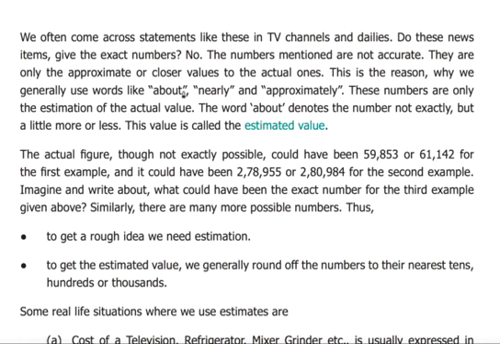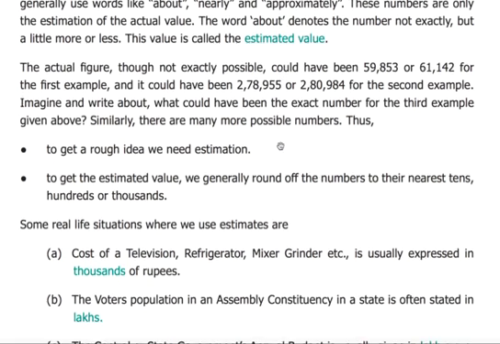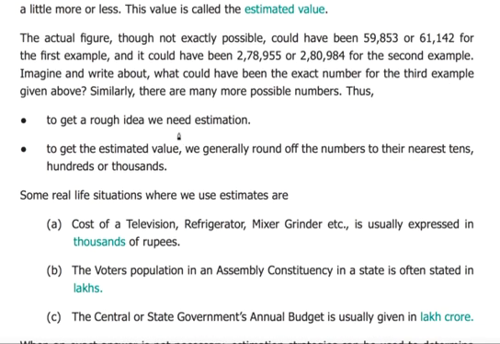This is the reason why we generally use words like about, nearly, and approximately. These numbers are only estimations of the actual value. The word about denotes the number not exactly but a little more or less. This value is called the estimated value. The actual figure could have been this to this for the first example and this to this for the second example. Imagine and write what could have been the exact number for the third example given above. Similarly, there are many more possible numbers. Thus, to get a rough idea, we need an estimation.